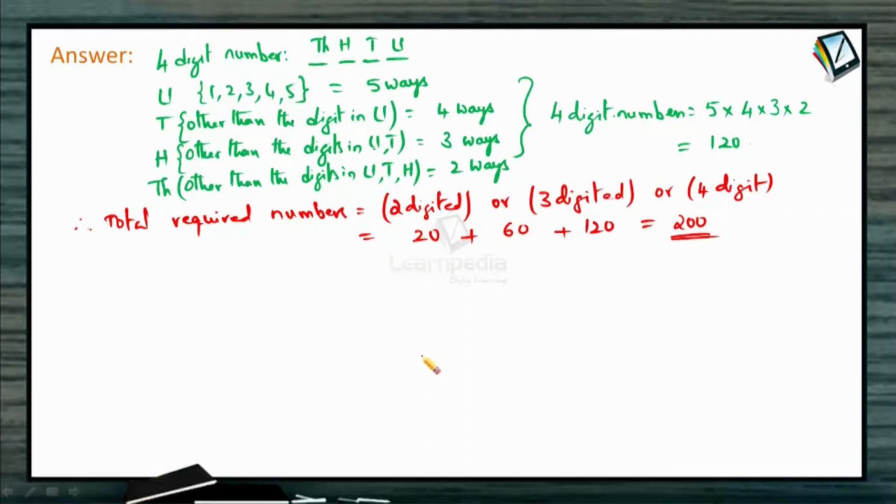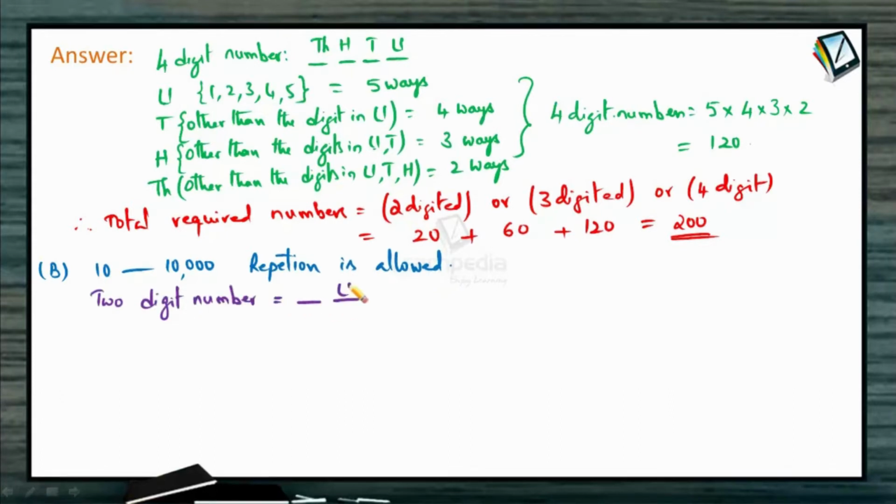Now what is the difference in the B case? If you look at the B case, the number still has to be between 10 and 10,000, but here repetition is allowed, right? When repetition is allowed, let's observe the first case of 2-digit numbers. When we consider the 2-digit number, we need to arrange 2 places. One is U, one is T, units place and the tens place. Now how many ways can we arrange the units place? Units place can be arranged in 5 ways.